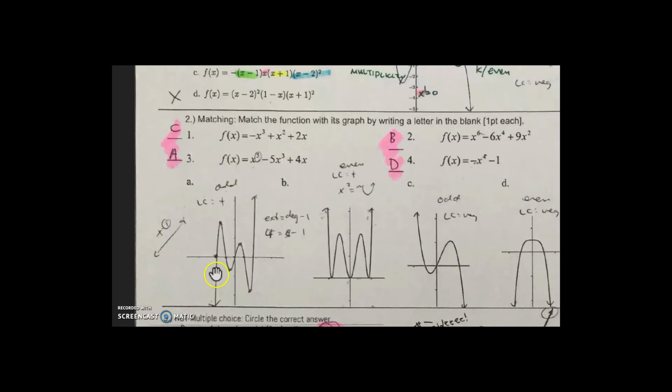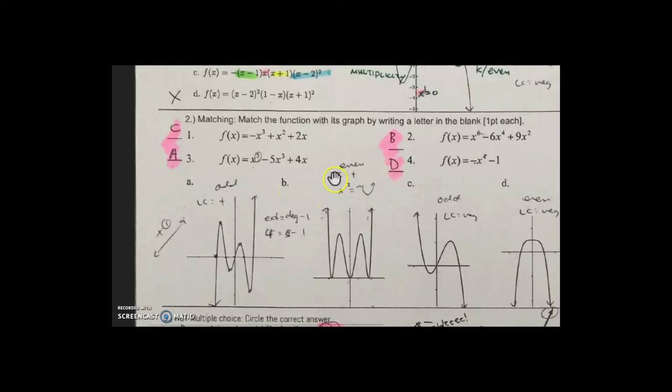Another way you know that it's positive, the answer is number 3 matches graph A because you can count the x-intercepts: 1, 2, 3, 4, 5. So there are 5 x-intercepts, and then the extremas: 1, 2, 3, 4. Extremas is degree minus 1. So if we have 4 extremas, that means we must have a degree of 5.